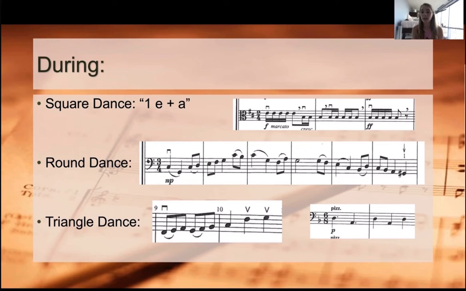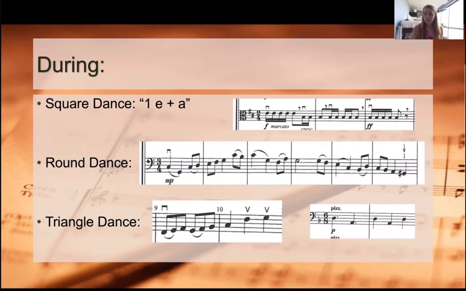Now this is the viola line, but this happens in all parts throughout the music. So this is for everyone. Now in the round dance, once again, I took this from the cello part, but everyone has this melody at different times. And so we need to learn how exactly we want to phrase this.